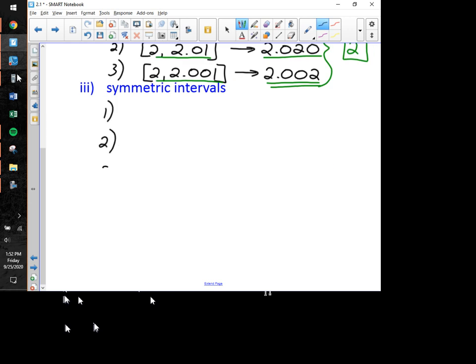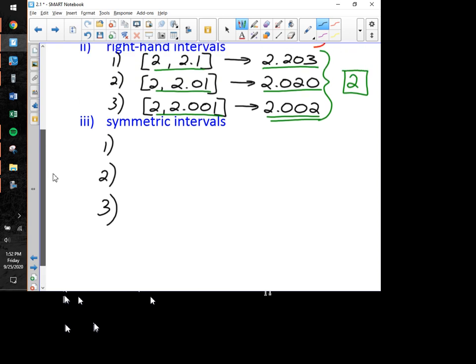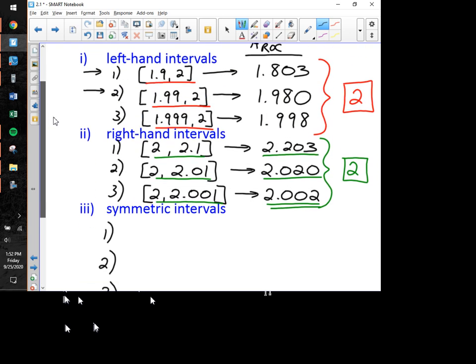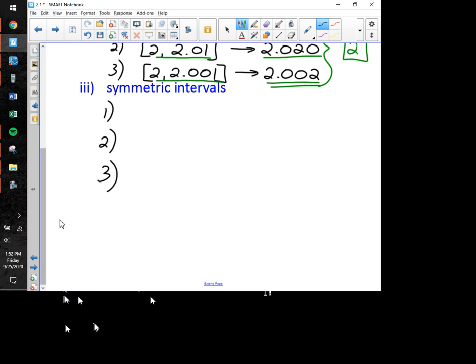Your author really seems to push those two ideas there, the left-hand intervals and the right-hand intervals, but I'm really a big fan of symmetric intervals. Let me show you what I mean by that. Instead of using the actual point in question of 2 as one of your endpoints, I'm going to start off by going 1/10 of a unit to the left of 2 and 1/10 of a unit to the right of 2. It's symmetric because both A and B are the same distance away from 2.